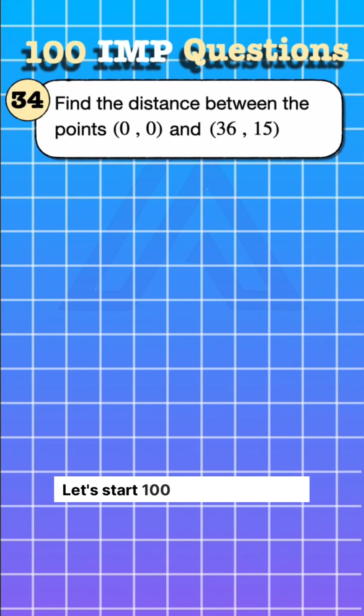Let's start 100 question series. Question number 34. Find the distance between the point whose coordinates are 0, 0 and second point whose coordinates are 36, 15. Let's start. As you can see in the diagram, there are 2 points A and B.